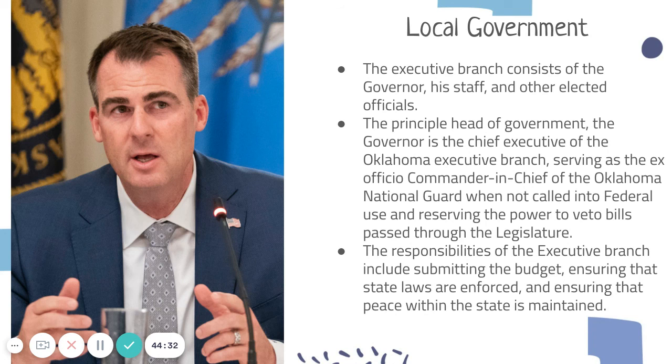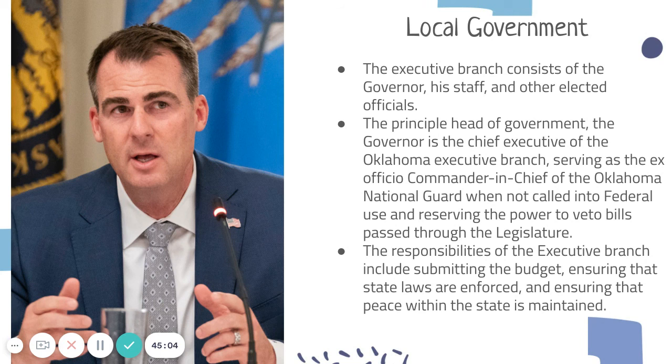It's his elected officials. And so we see that the principal head of government, the governor, is the chief executive of the Oklahoma executive branch, serving as the ex officio commander-in-chief of the Oklahoma National Guard when not called into federal use, and reserving the power to veto bills passed through the legislature. The responsibilities of the executive branch include submitting the budget, ensuring that state laws are enforced, and ensuring that peace within the state is maintained.